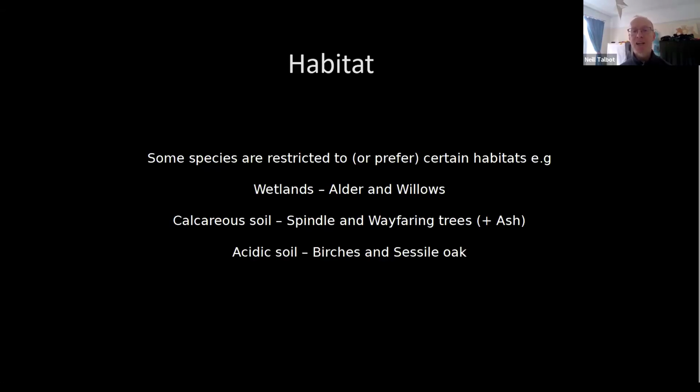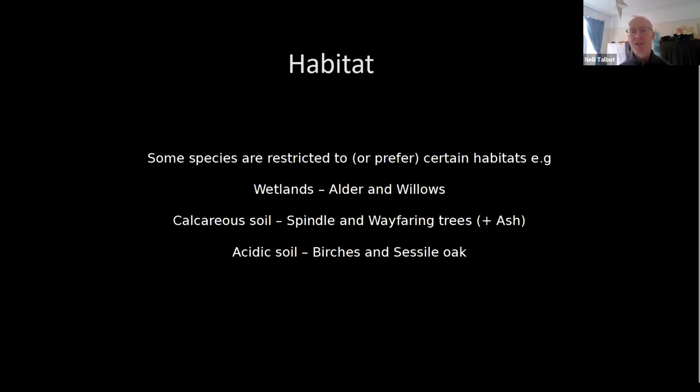Then the habitat, certain species are restricted. So wetlands, I'd say alder and willows are the two main ones, particularly alongside rivers or in wet woodlands and places like that. You will get other species, but those are two of the commonest ones within those habitats.